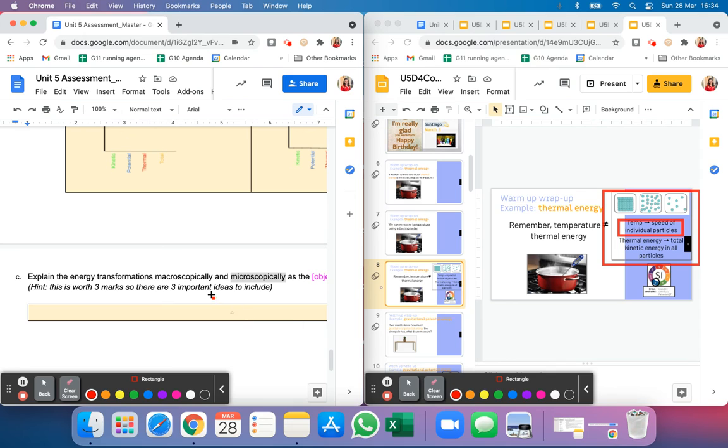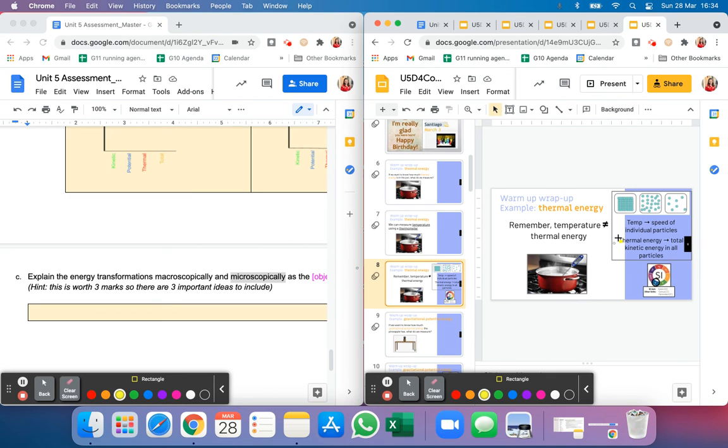What's the connection between the macroscopic and microscopic energy? Well, notice thermal energy is actually, microscopically, kinetic energy. Oops, my box got a little weird there. Sorry about that. So the connection between the microscopic thermal energy and the macroscopic energies is that microscopically, we're actually looking at the kinetic energy of the particles.